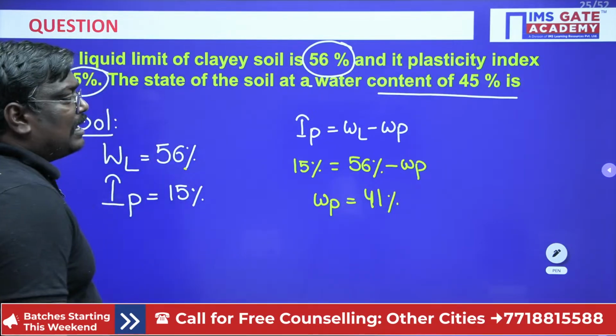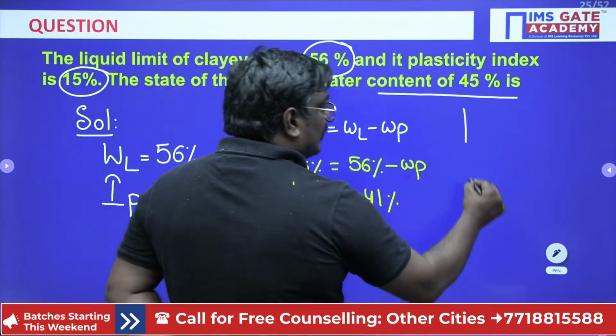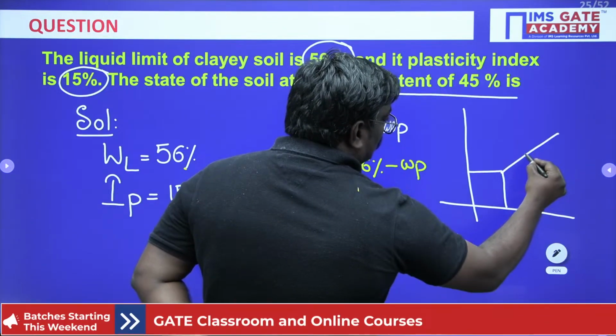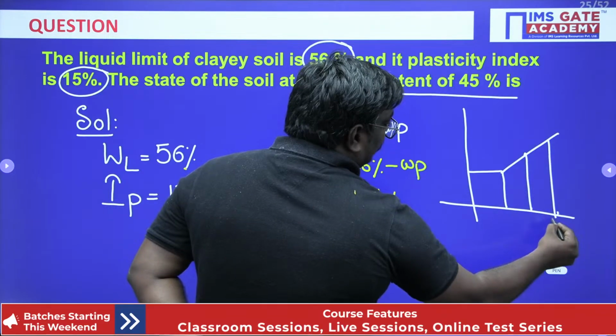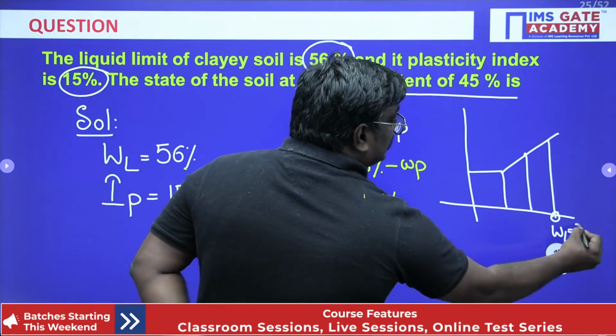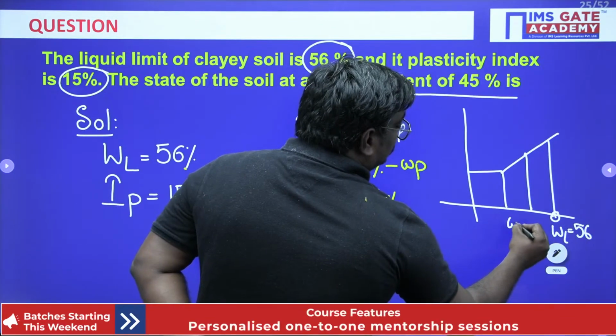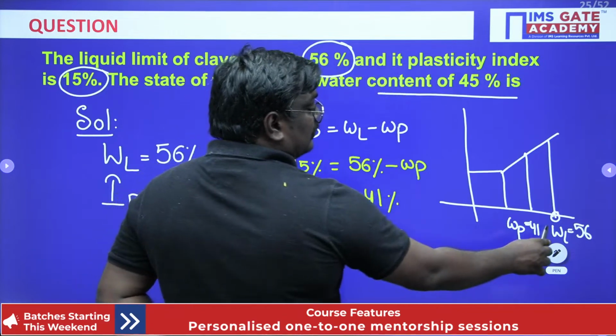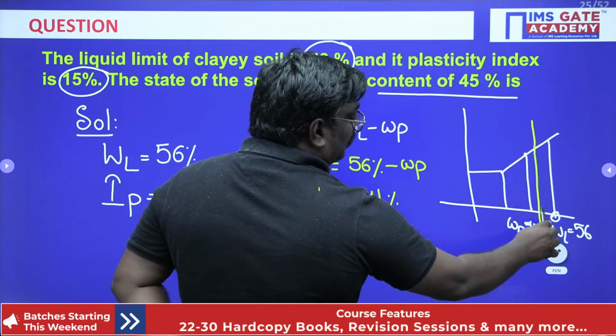So let us draw the graph, students. Without this graph, you cannot solve any problem, students. So please remember this. Here the liquid limit is 56 and plastic limit is 41. They are asking at a water content of 45.